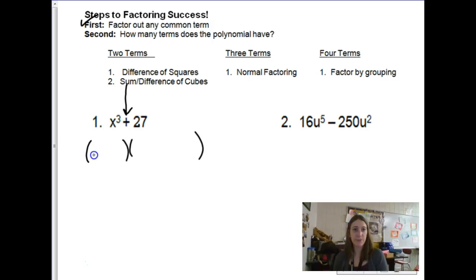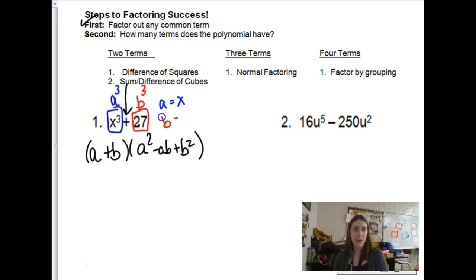From the other screen, the formula for the sum of two cubes was a plus b, times a squared minus ab plus b squared. As long as I can figure out who is a and who is b, this is going to be a really easy question. Remember, this is a cubed according to the pattern. So off to the side, I want to write down who a is: the cube root of this, which would just be x. And then this is supposed to be b cubed. So thinking backwards, b would be the cube root of 27, which is 3. You can use your chart, you can use your calculator, or best of all, you can just use your brain. The cube root of 27 is 3. 3 times 3 times 3 is 27.